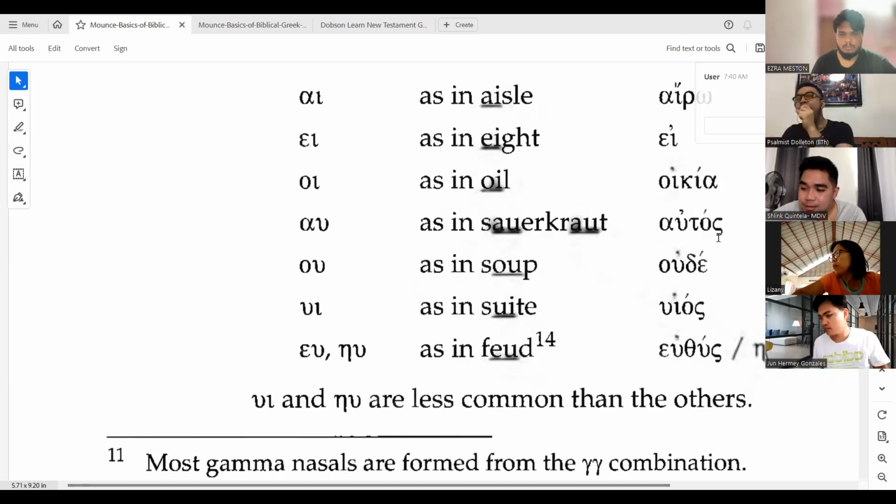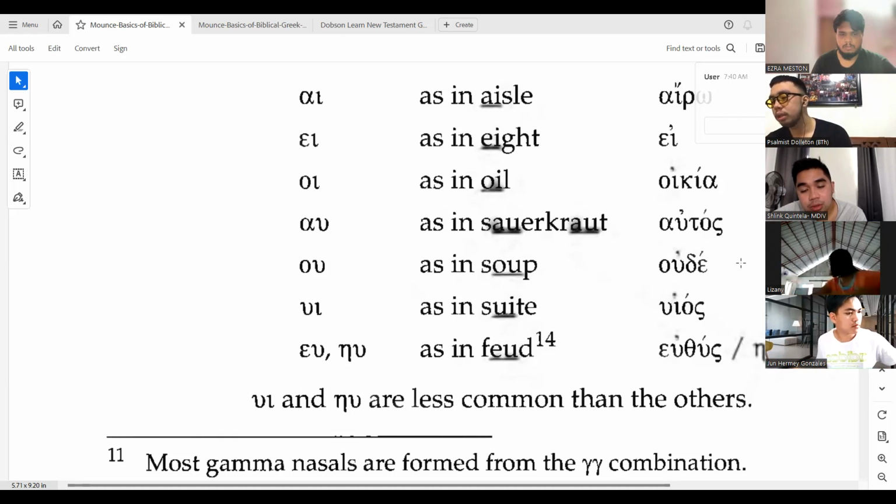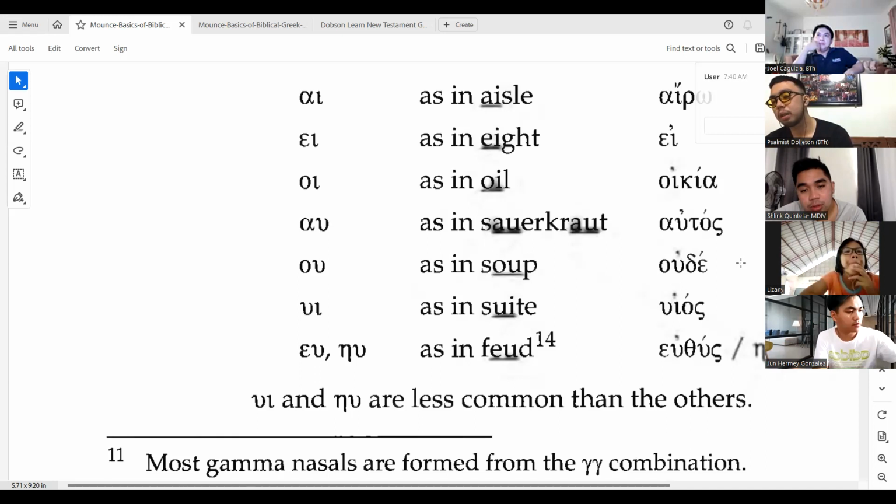And then the OU, omicron upsilon, as in soup. And the Greek word that we find here is oude. Literally, oude is a combination of the ou, which is not, and then de, which means but. So it is like neither, no? Neither.